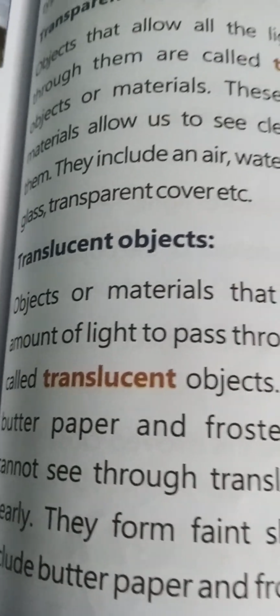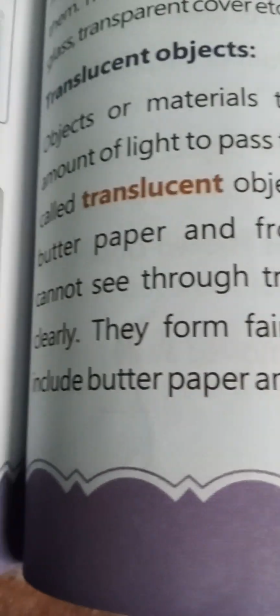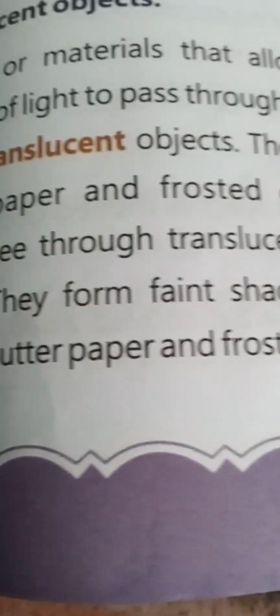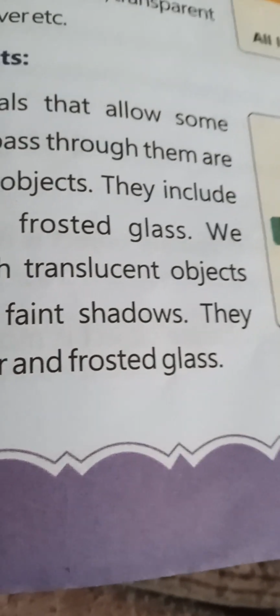Objects or materials that allow some amount of light to pass through them are called translucent objects. They include butter paper and frosted glass. We cannot see through translucent objects clearly. They form faint shadows.